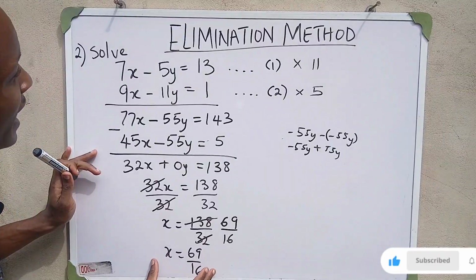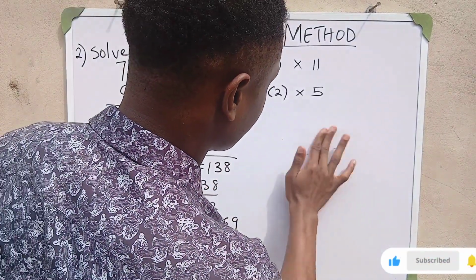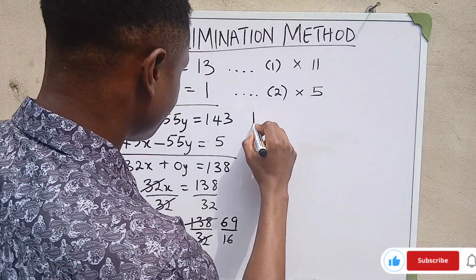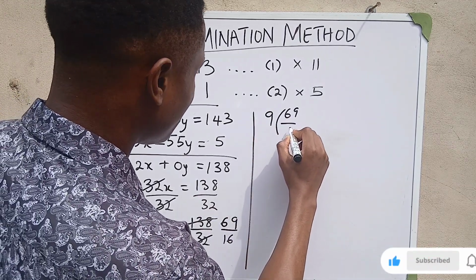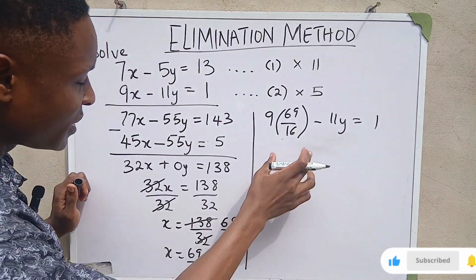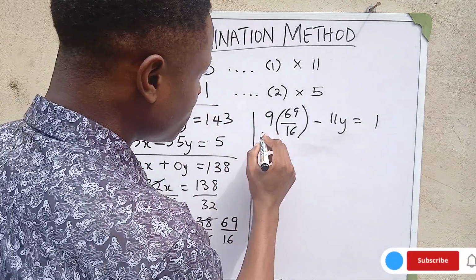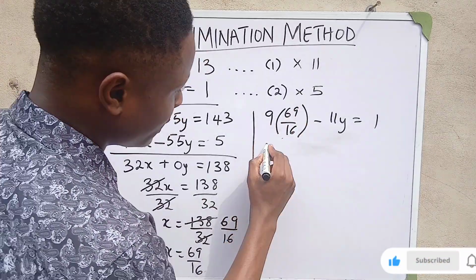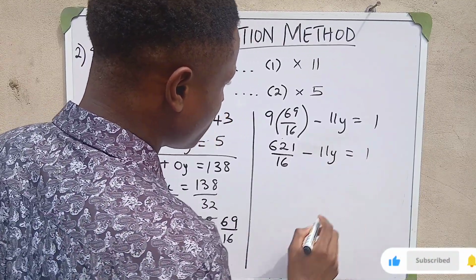Now, let's put our x inside either of these equations to get the value of y. So let's use equation 2. We have 9 into 69 over 16 minus 11y equal to 1. So what we did there is that we put x as this value into equation 2. 9 times 69 is going to give us 621, all over 16, minus 11y is equal to 1.